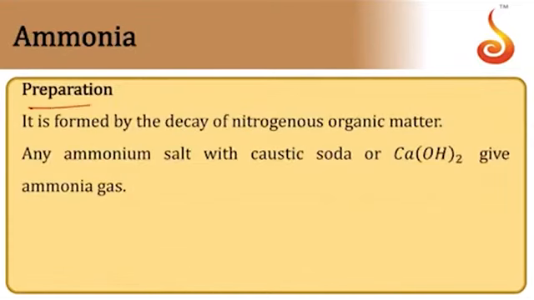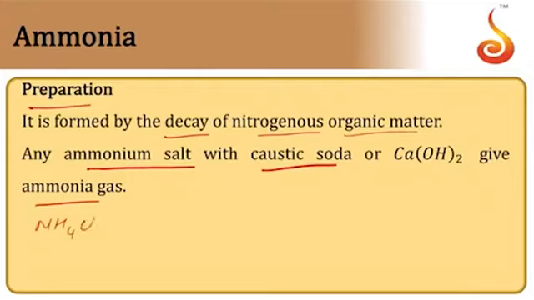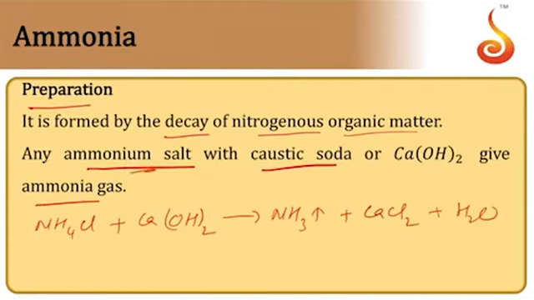Then comes ammonia preparation. Ammonia is prepared from decay of nitrogenous organic matter in nature. When it comes to chemical reactions, any ammonium salt with caustic soda gives ammonia gas. Let us take a common ammonium salt, ammonium chloride plus calcium hydroxide, giving rise to liberation of ammonia gas plus calcium chloride and H2O. So any ammonium salt with caustic soda or calcium hydroxide gives ammonia gas.